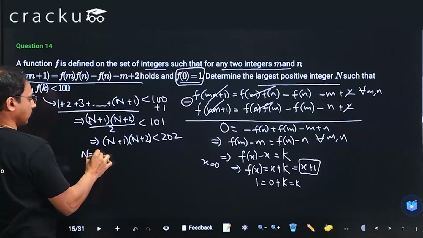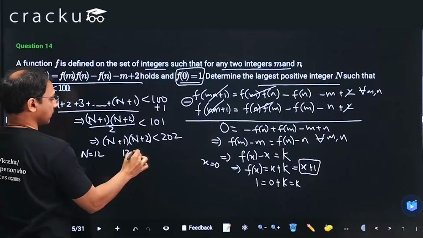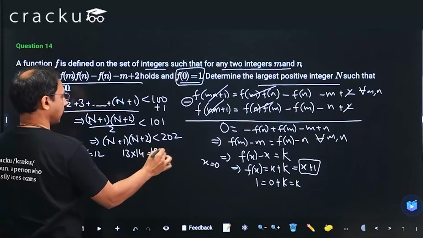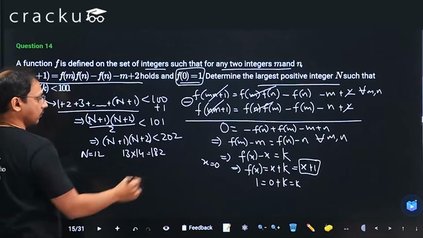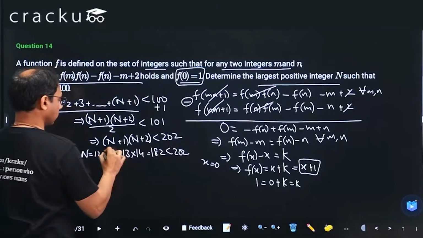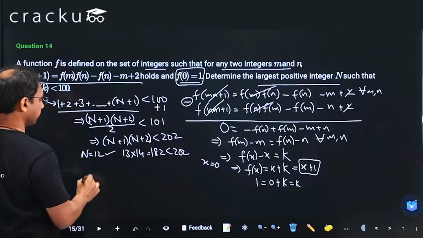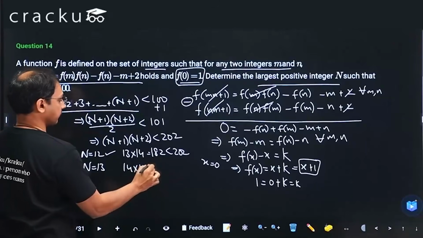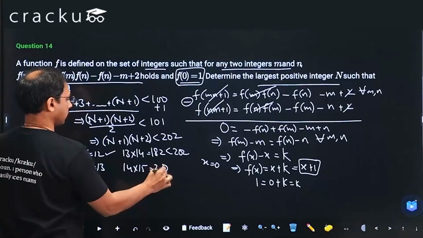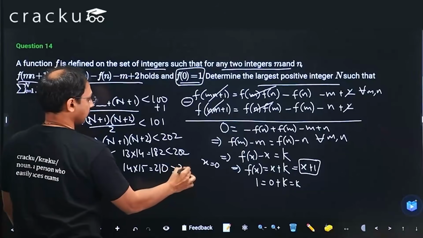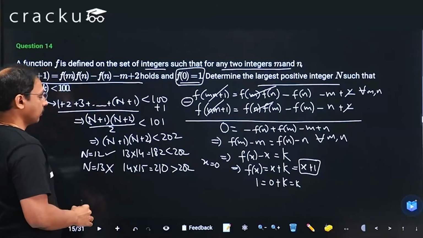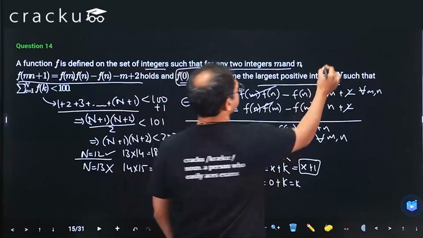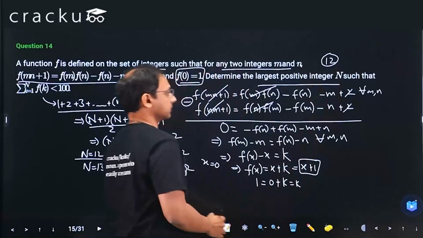If I put n is equal to 12, let us say, this will be 13 into 14, which is 182, which is less than 202. So 12 is a valid value of n. If I put n is equal to 13, this will be 14 into 15. It will be 210, which is greater than 202. So from here on, n values are invalid. So the largest value of n is 12. That is the answer.